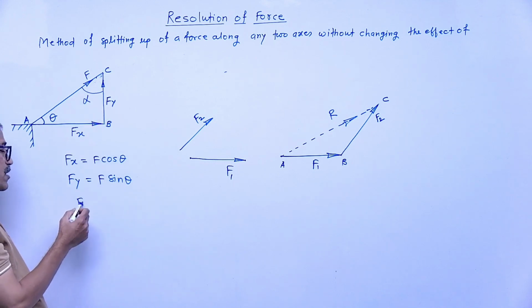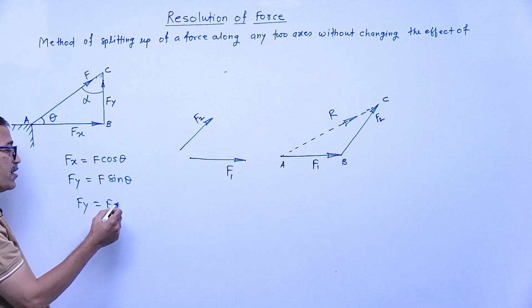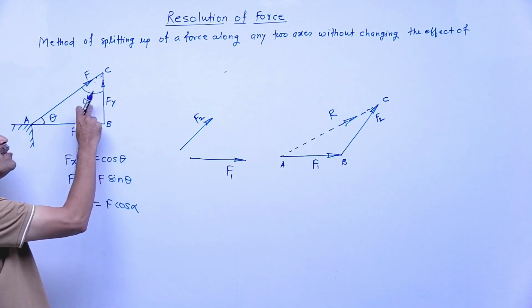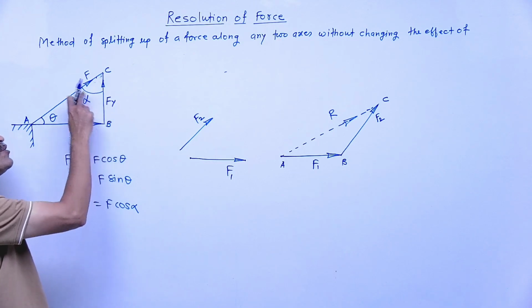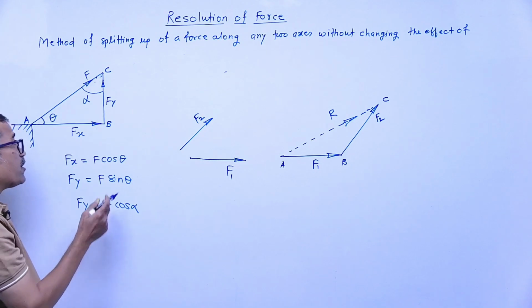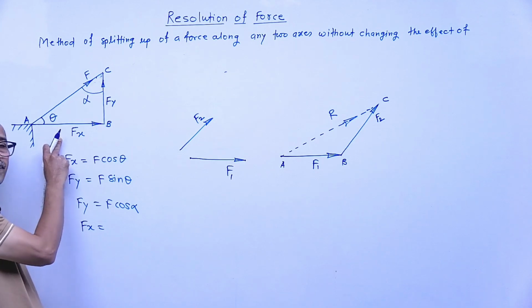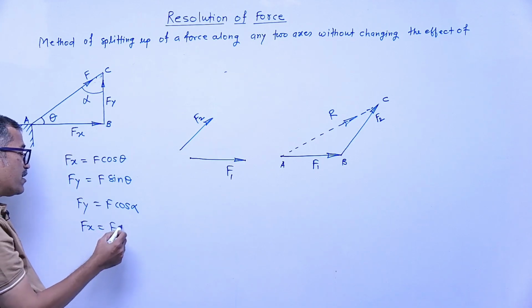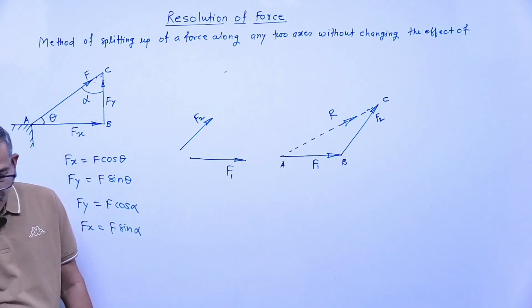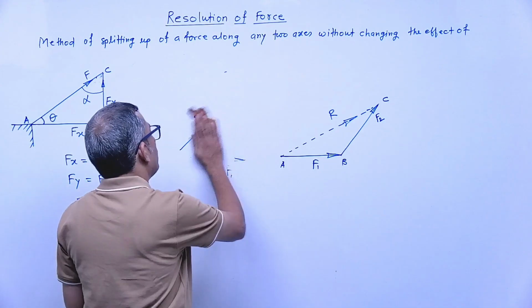Suppose the angle is given with the vertical, alpha. In this case Fy becomes F cos alpha, because the angle is with the vertical, so the vertical becomes the adjacent. Adjacent is hypotenuse times cos. And Fx is opposite to the angle, which means sin of this angle. Clear? Any doubt? Again, see here.